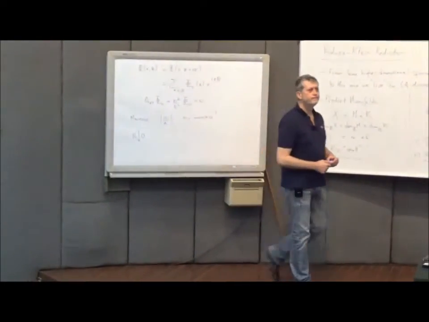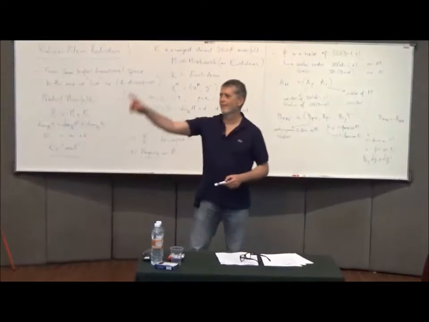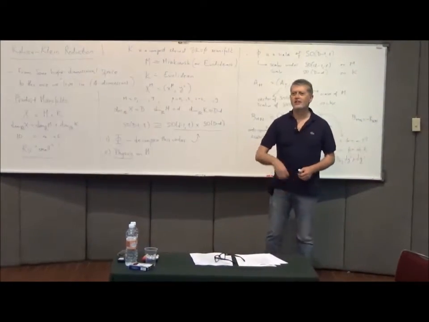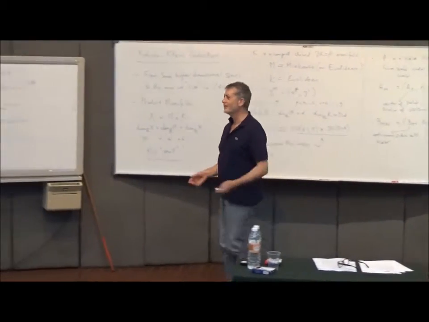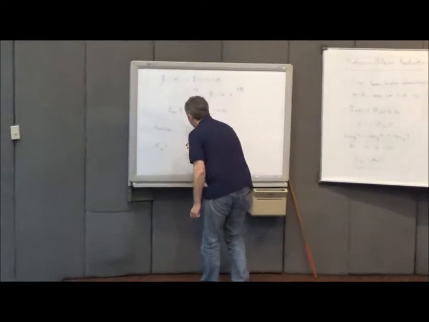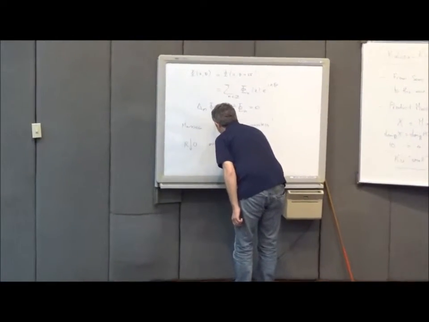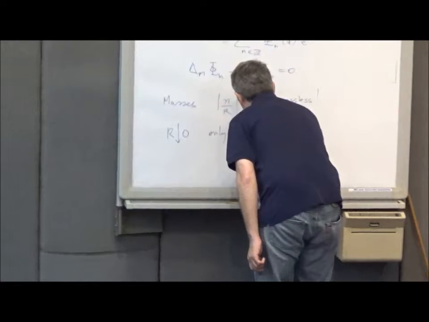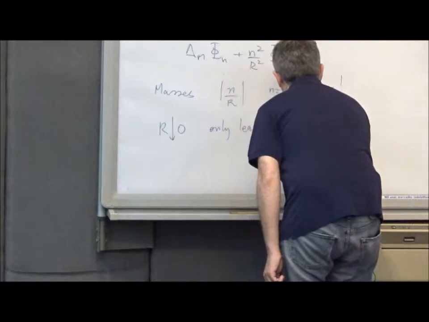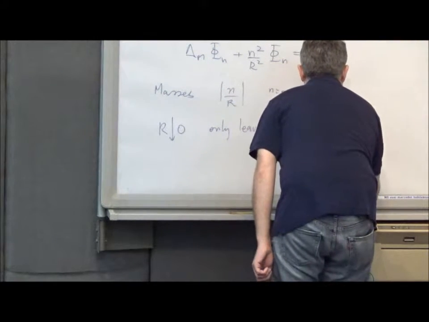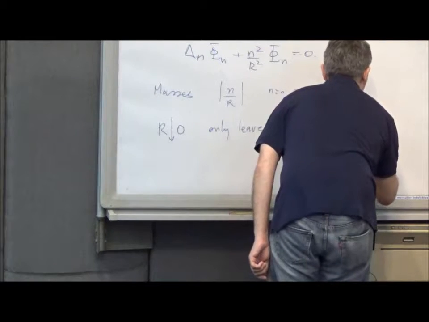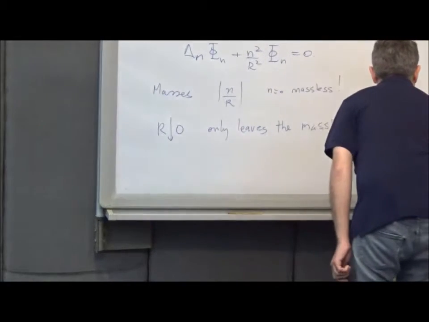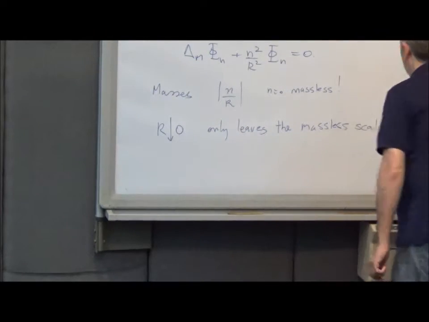All of them? Except for 0. You can scale 0 any way you like. It's always 0. So this only leaves the zero modes on M.